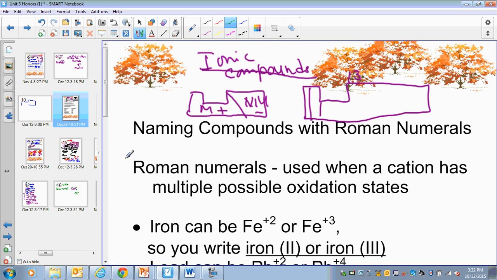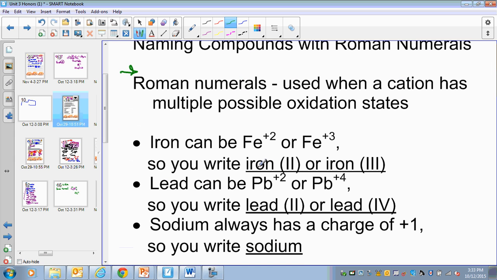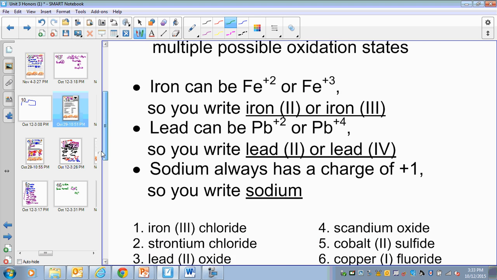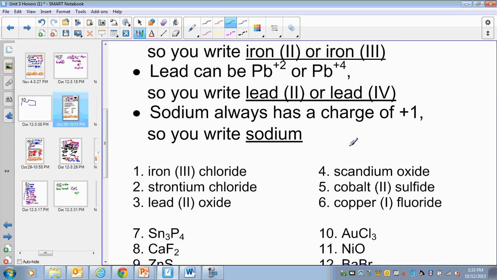So Roman numerals are used when cations have multiple oxidation states. Okay, so iron 2 or iron 3. So I have to write iron 2 or iron 3. Lead 2 or lead 4. So I have to use Roman numerals. Sodium does not change. It's always +1. So I don't write a Roman numeral for sodium. So again, let's do some more practice.